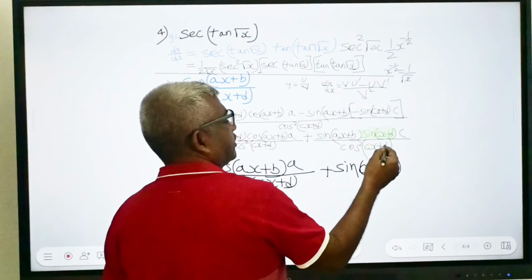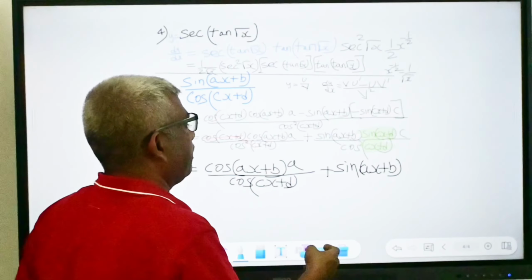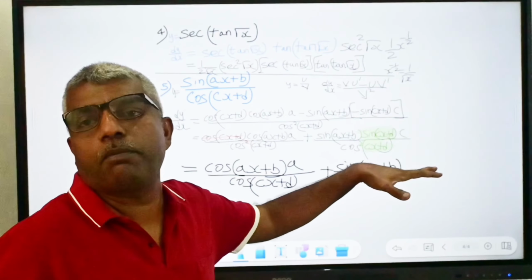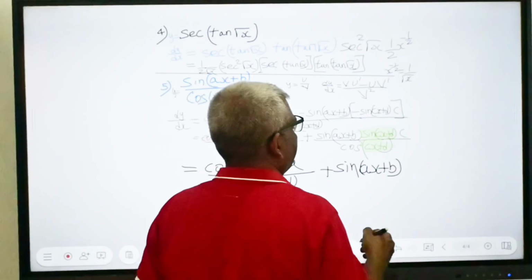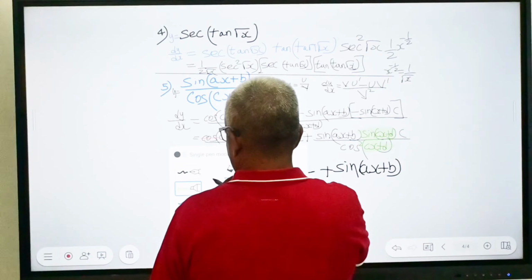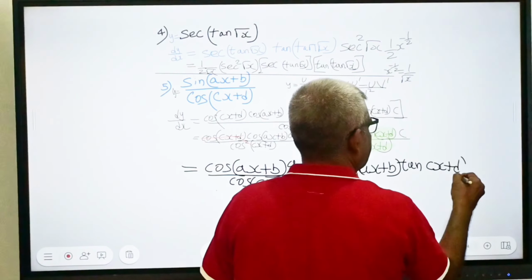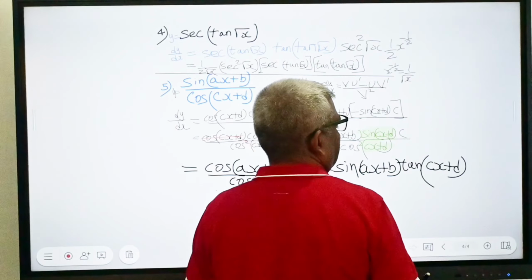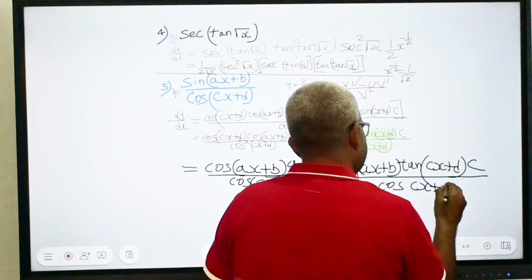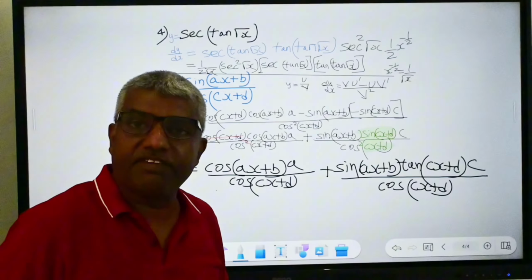In this sin(cx+d), cos squared (cx+d), one will be cancelled. Instead of cos squared (cx+d), now the denominator will be only cos(cx+d). sin(ax+b) tan(cx+d) times c over cos(cx+d). We simplify it as much as maximum. Still we can.